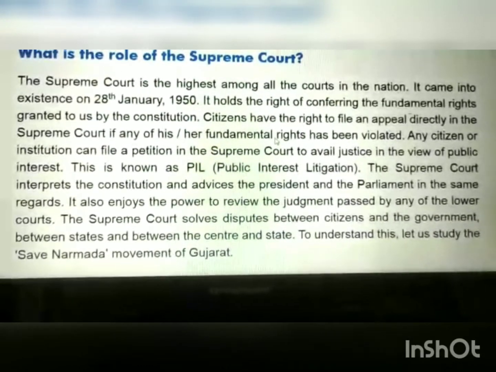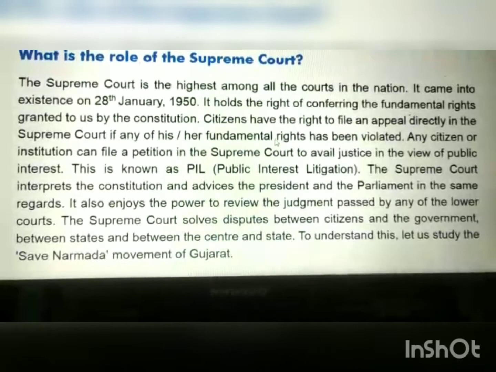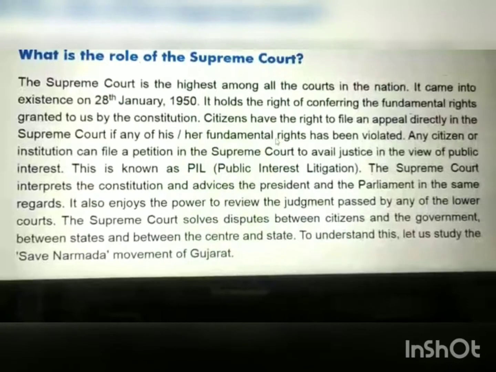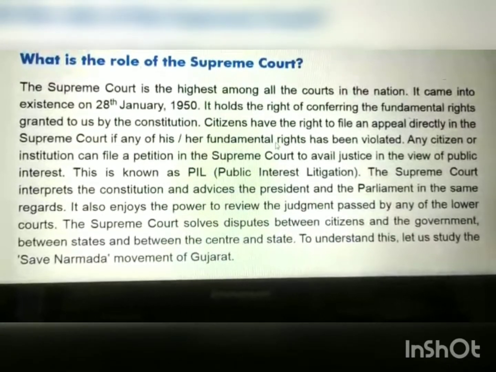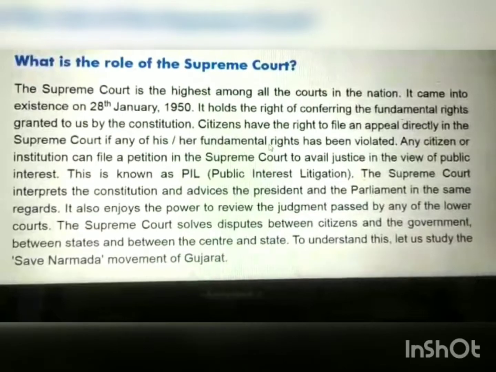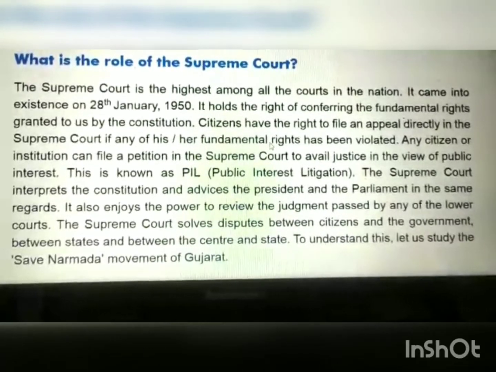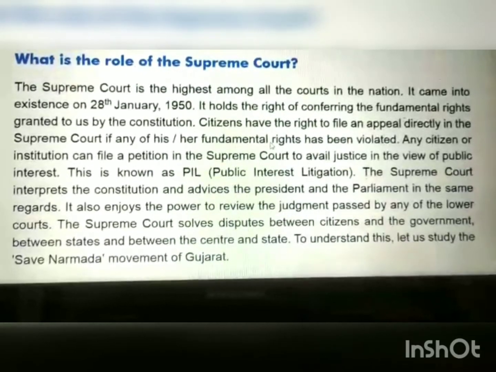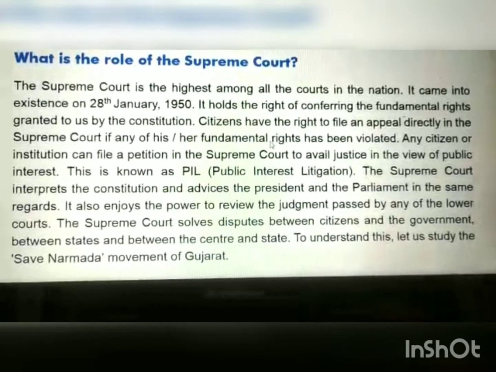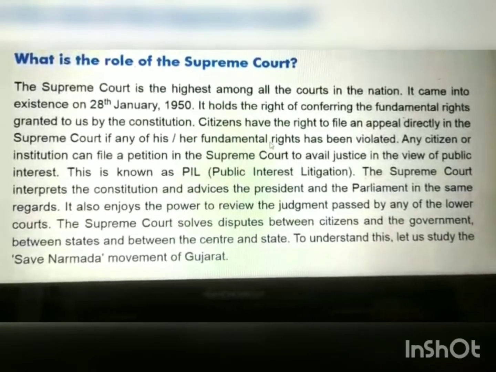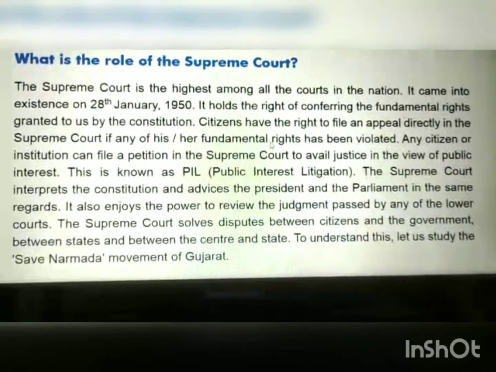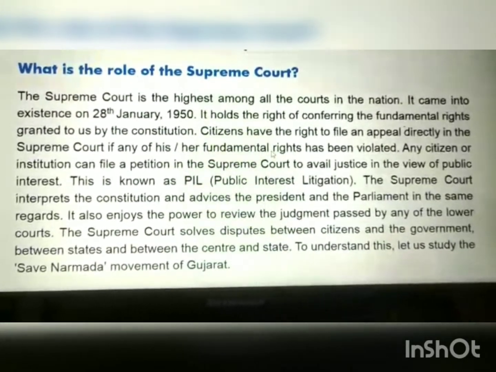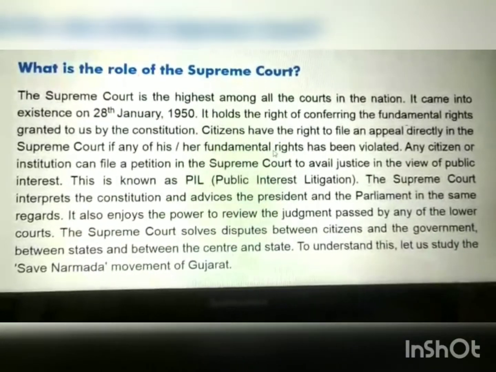The Supreme Court solves disputes between citizens and government, between states, and between the center and state. To understand this, let us study the Save Narmada movement of Gujarat. The Supreme Court not only solves any citizens' cases, but if there is any dispute between the citizens and government, or a problem between two states or between states and the central government, it tries to solve the problem. So here one famous case of the Save Narmada movement of Gujarat is given. Let us have a view.